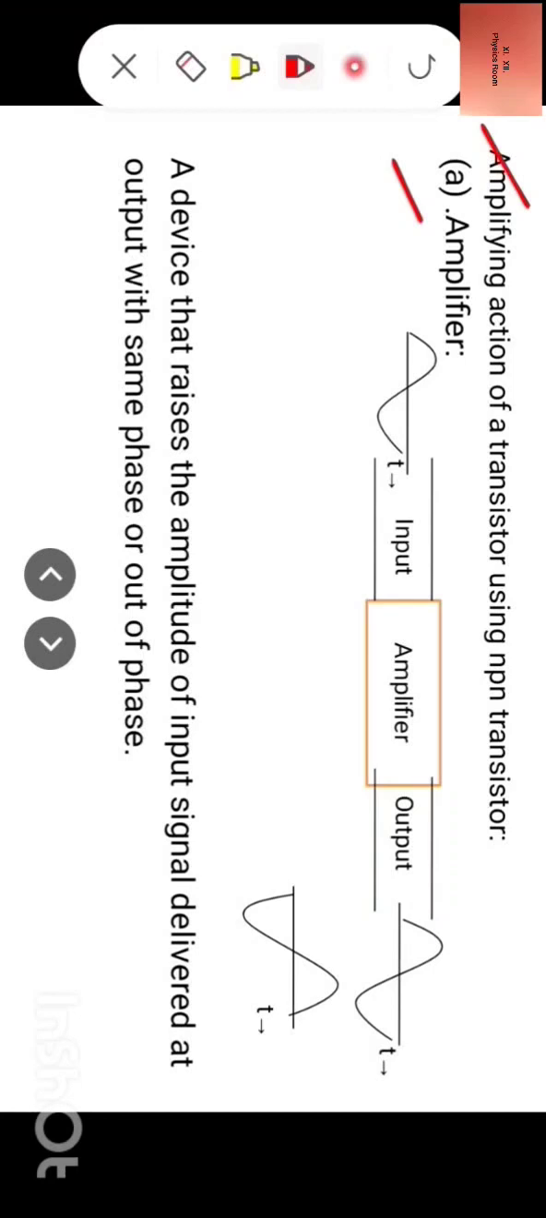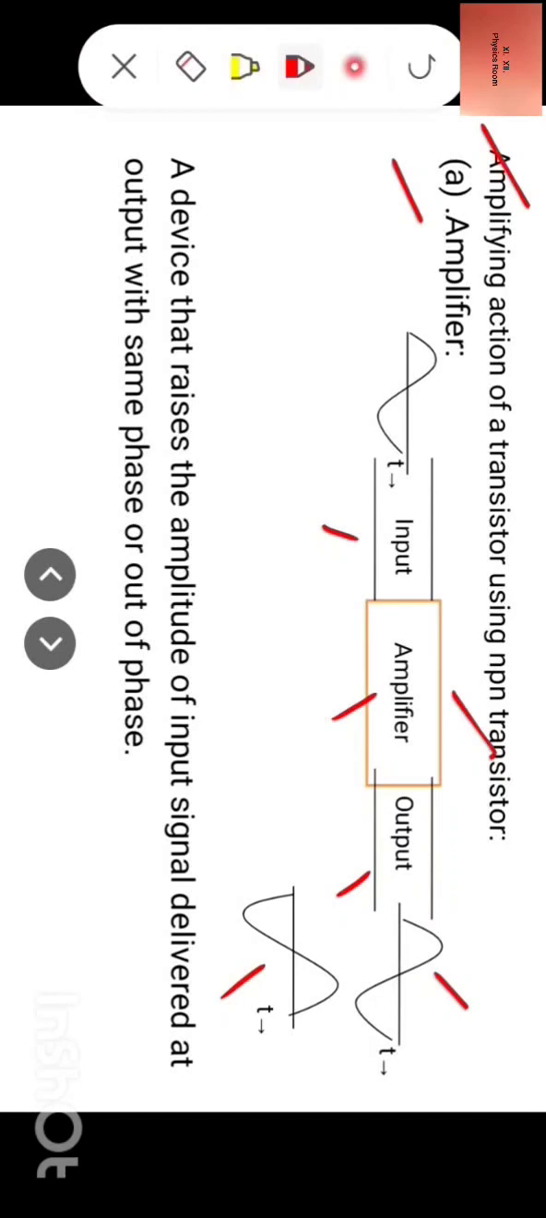So first point, we have to understand what is an amplifier. Amplifier, you look at this diagram, this is amplifier, this is input side, this is output side. Now input side we give a signal, AC signal, and output side we can get AC signal which is amplified either this way or this way, depending upon the configuration of the transistor.